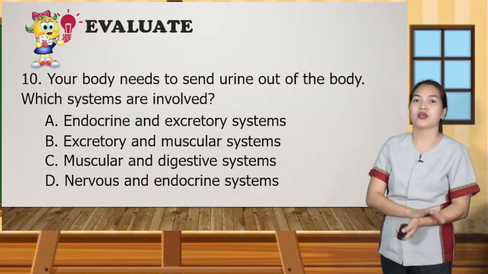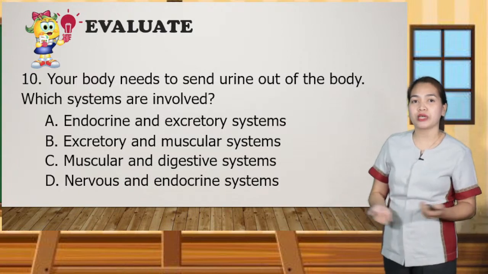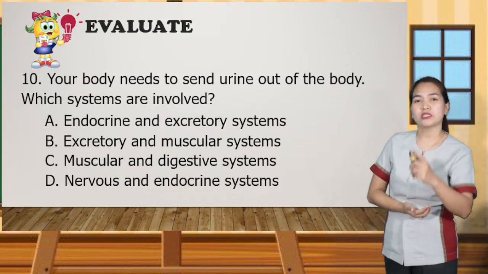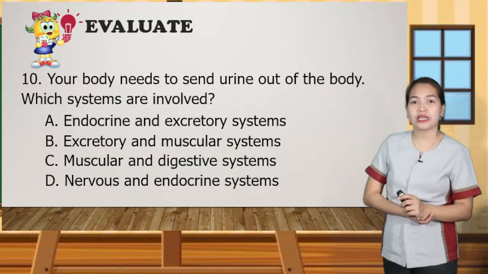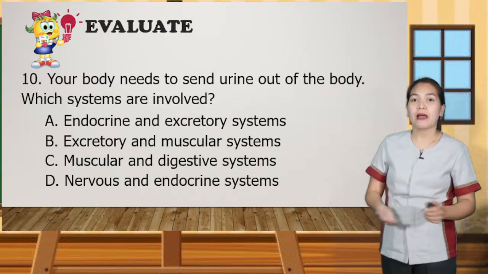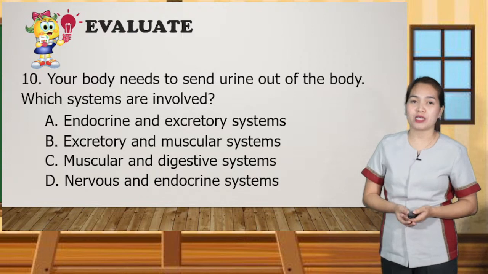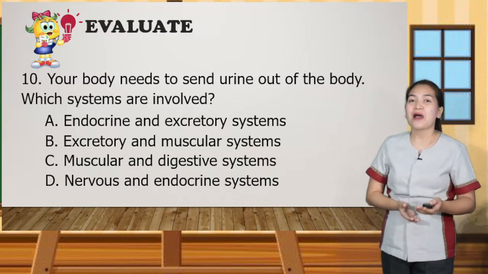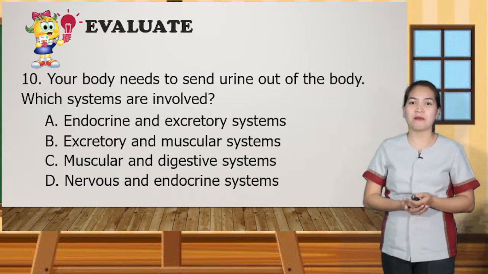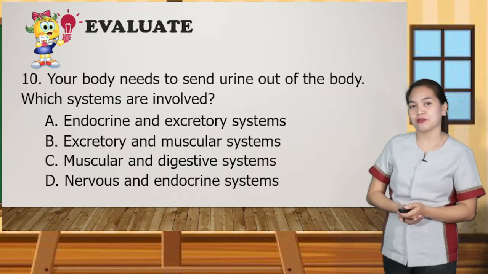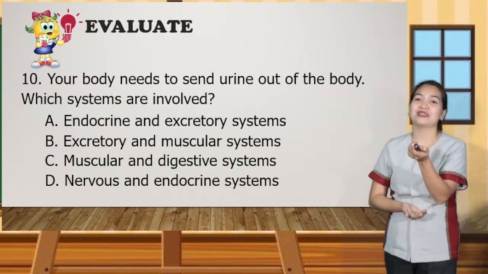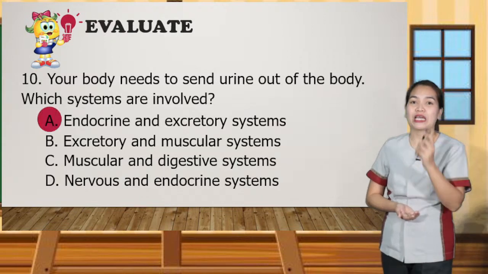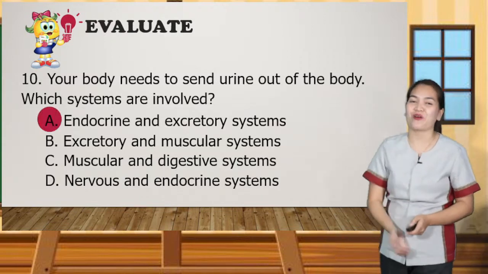All right. Your body needs to send urine out of the body. Which systems are involved? A, endocrine and excretory system. B, excretory and muscular systems. C, muscular and digestive system. D, nervous and endocrine system. Very obvious, guys. And the answer is the endocrine and excretory system.